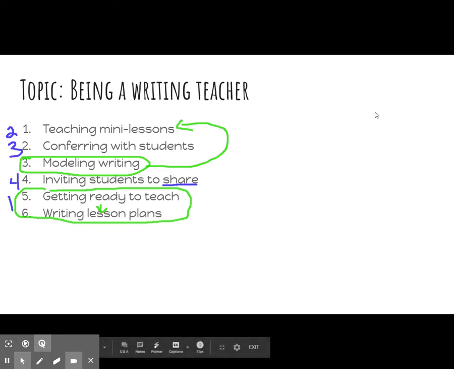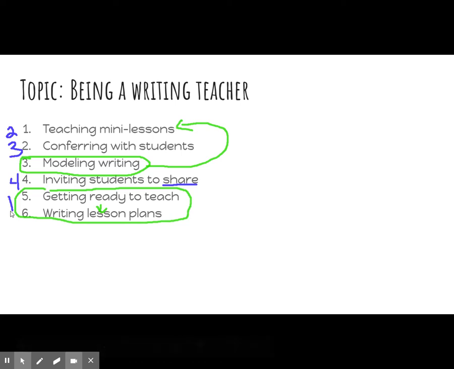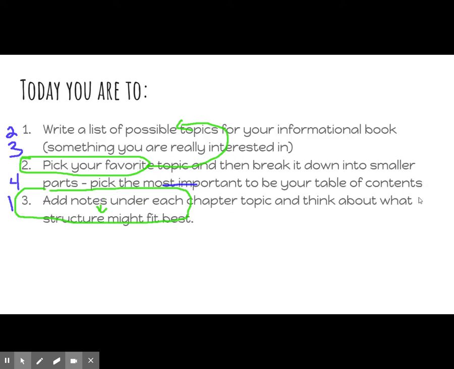So these are the chapters that I think I'm going to have. The first one, getting ready to teach. The second one, teaching a mini lesson. The third one, conferring with students. And the fourth one, inviting students to share.